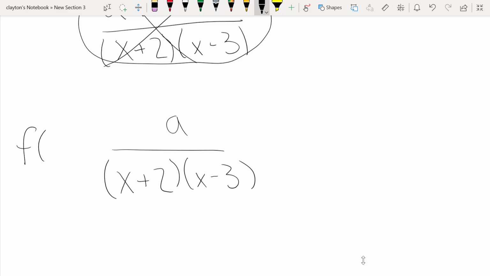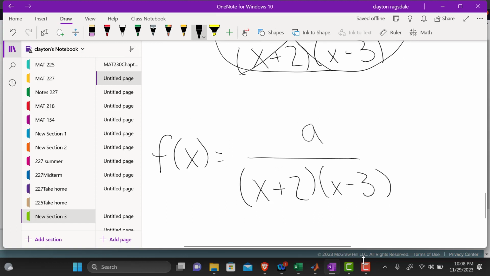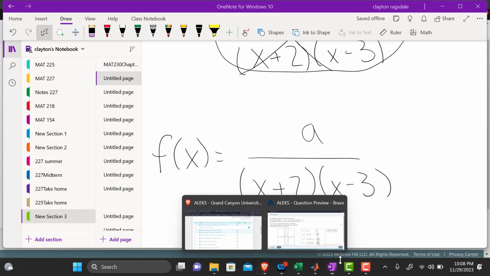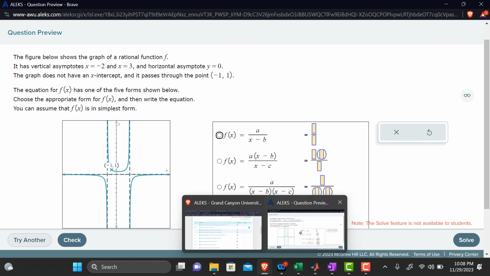That's f of x, and the question is, I need to know what a is. This is probably a common issue that we run into when we do these problems. We need to solve for a, kind of the tricky part of the problem, and you need to use all the information. It doesn't have an x-intercept, and finally it says it passes through the point -1, +1. So guess what we get to do?